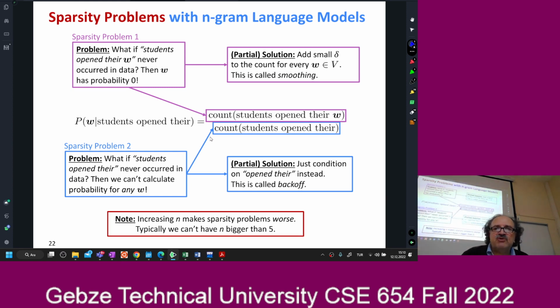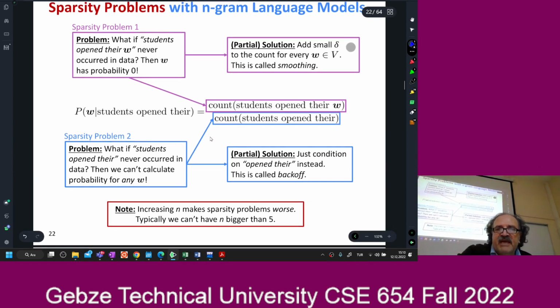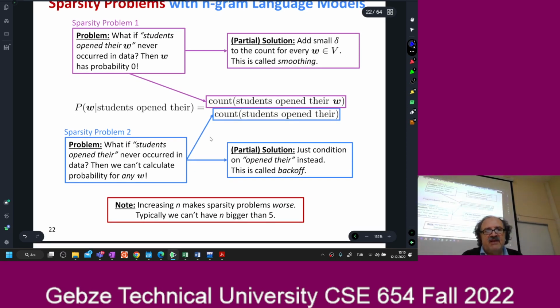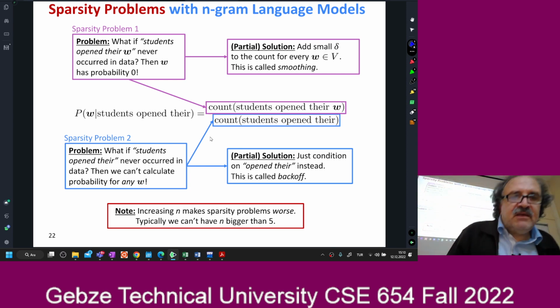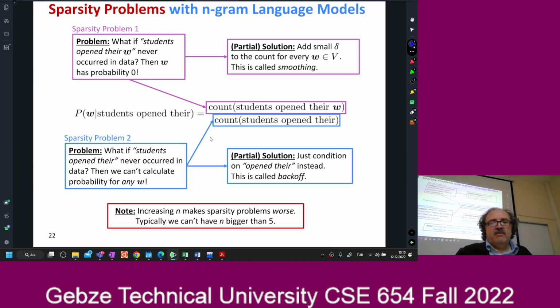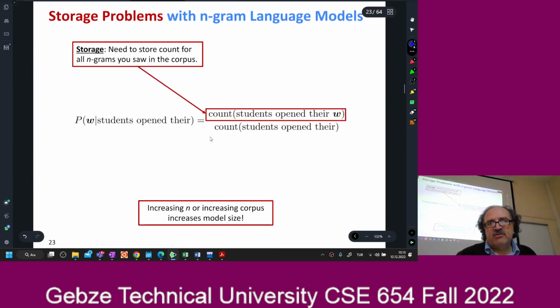So a partial solution is to add small counts. Remember the advanced smoothing? And the sparsity problem again. What if a word never occurred in the data? It never occurred, but that doesn't mean that its probability is 0. So maybe we can do the back off. Instead of calculating trigram, calculate bigram. That's another kind of solution. Weak solution, but a solution. We need lots of storage. Okay, those are the problems.